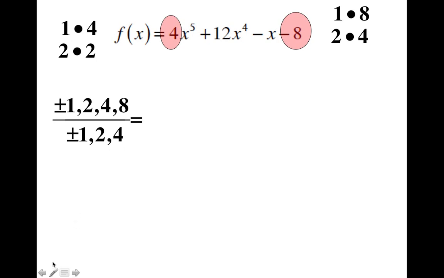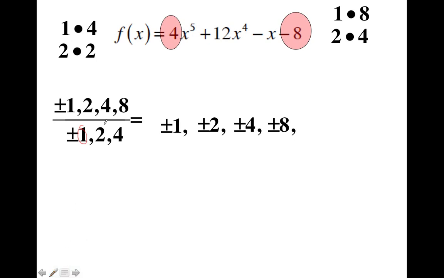Now comes the fun job of dividing. So we're going to start by dividing all of the numbers on top by the number 1. So 1 divided by 1 is 1. It's plus or minus. 2 divided by 1 is 2, plus or minus. 4 divided by 1 is 4. And 8 divided by 1 is 8.